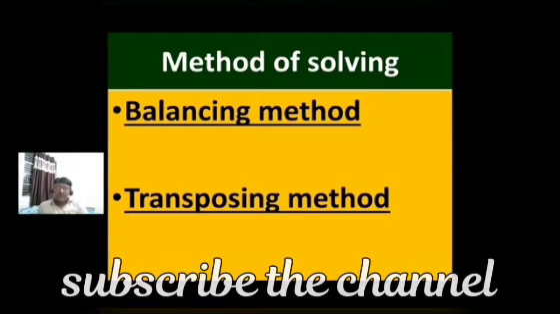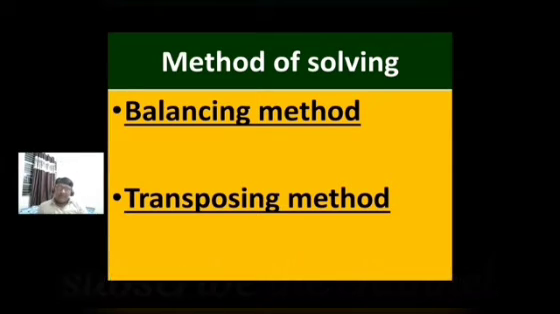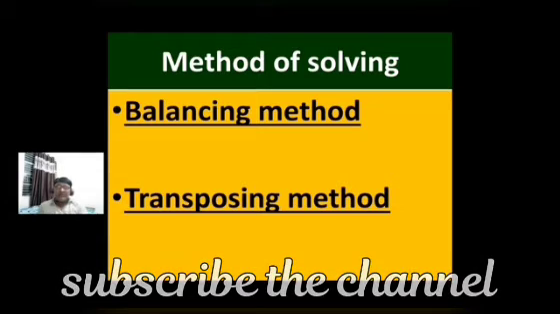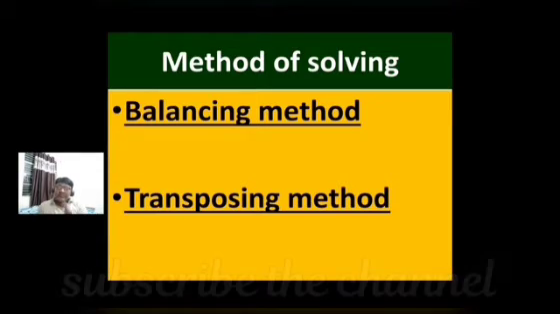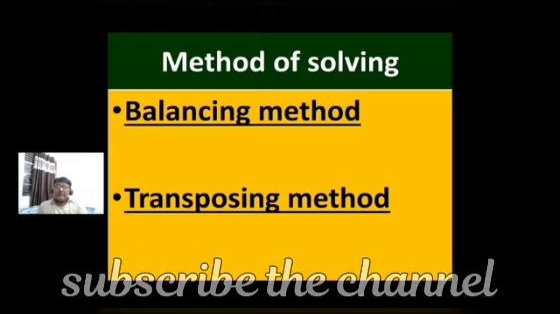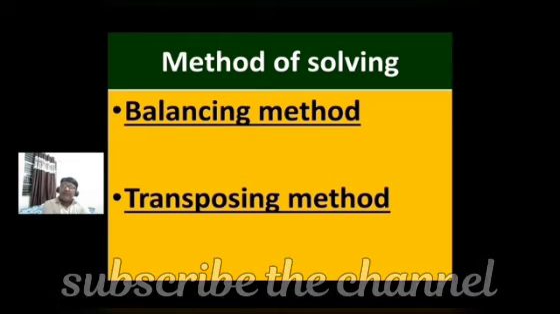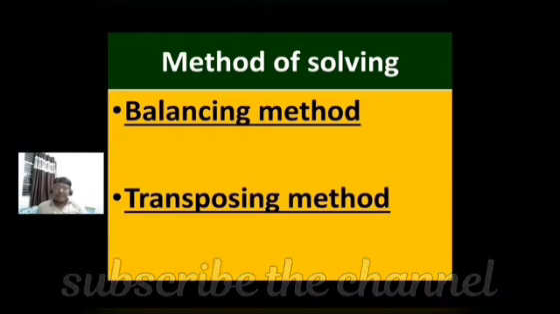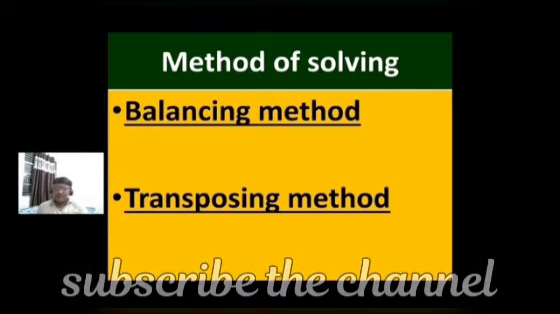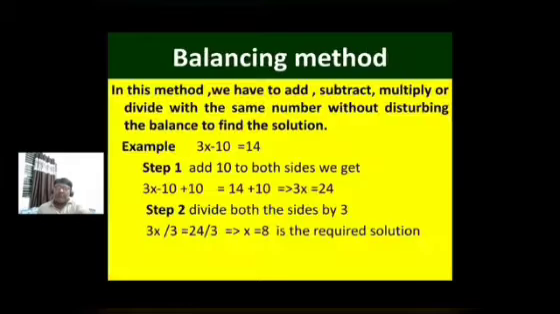Now the methods of solving. There are in fact three methods of solving a linear equation. The one I haven't mentioned, but it is there in the book. Balancing method, transposing method, and the third one is the trial and error method, which we have studied in the previous class, that is class 7 itself. So what is the balancing method?